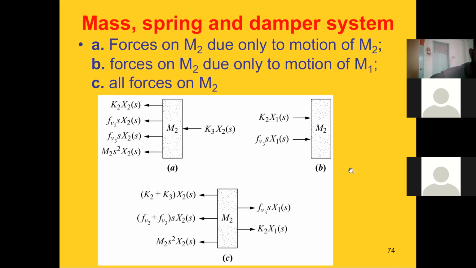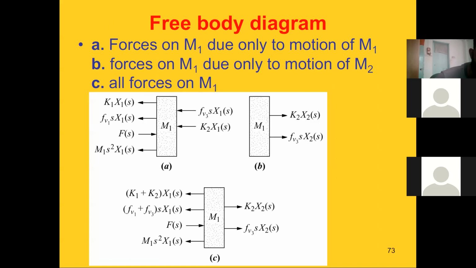Then go to the next one, which is the force on M2 due only to the motion of M2, and the force on M2 due only to the motion of M1. So these are all the forces on M2. From there you can create the state space representation. I'll leave it to you, you can do it by yourself.